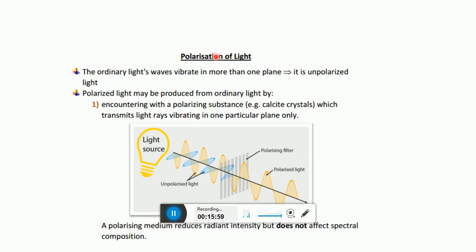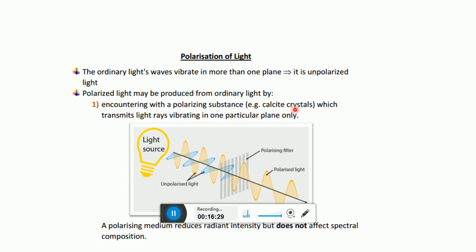Polarization of light. Ordinary light waves vibrate in more than one plane, which is unpolarized. Polarized light may be produced from ordinary light, and the individual wave motions of polarized light lie parallel to each other. So polarized light is produced from ordinary light by encountering a polarizing substance or agent. Polarizing substances, for example, are calcite crystals.